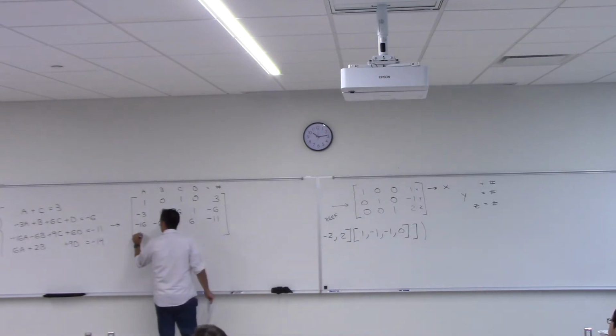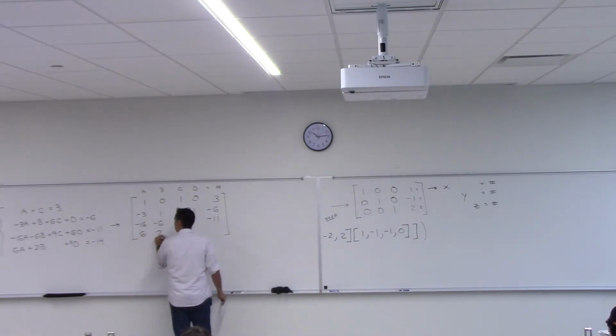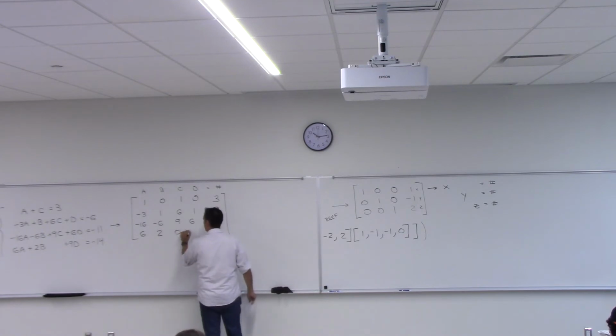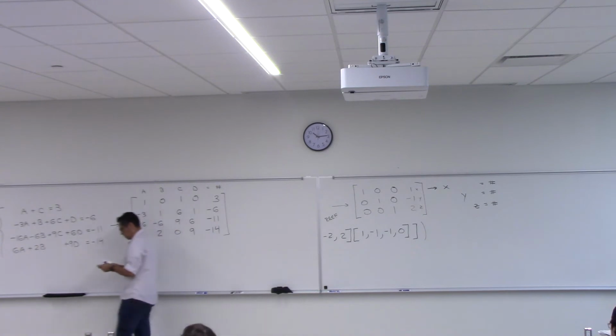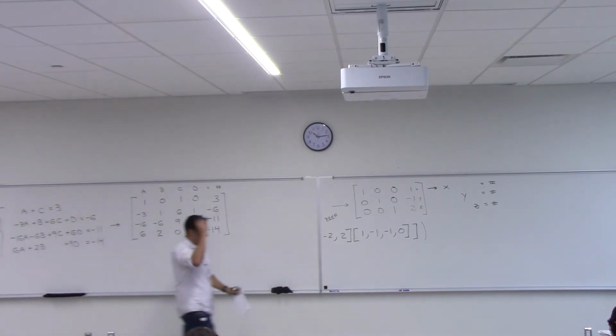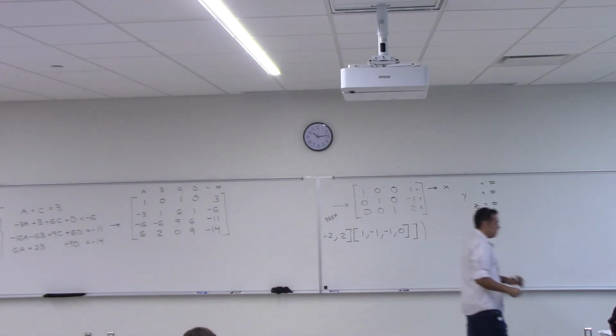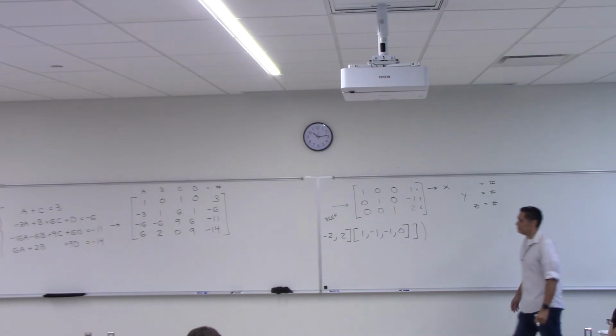Okay, let's see. 6, 2, what? 0, 9, negative 14. Let me just double check this. Well, I'll know when we get the answer. So now you've got to type that into the calculator using the RREF.